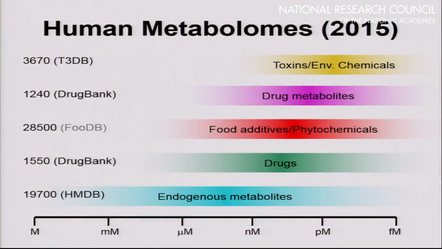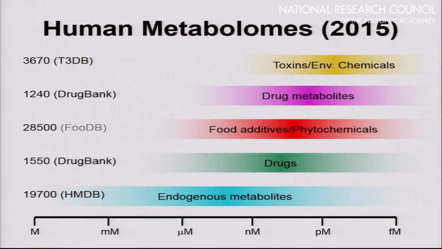When we started on this project in 2005, we just thought there was just one metabolome, but we quickly realized, in fact, there are many metabolomes because humans eat other metabolomes. So there are the endogenous compounds that our body produces and processes, and they range from femtomolar to high millimolar concentrations. There's about 20,000 endogenous ones.